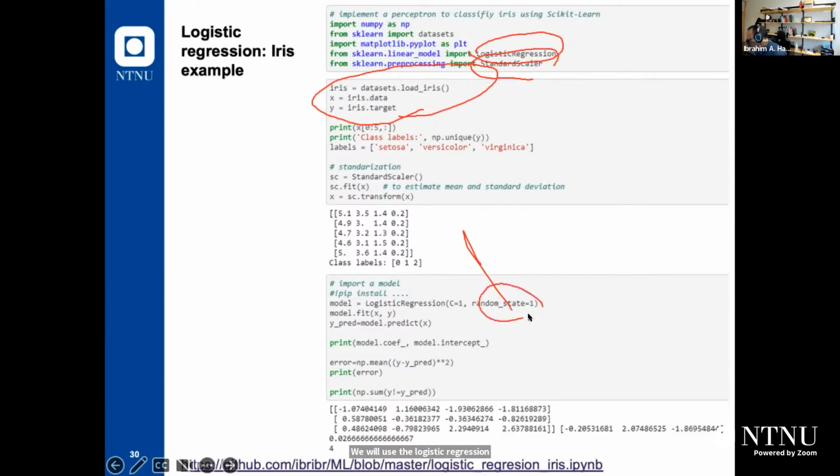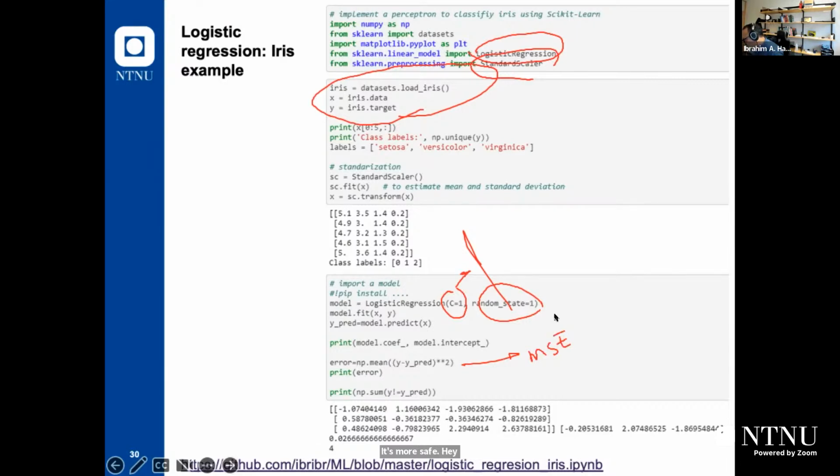Random state equal 1. I don't remember what C equal 1 means. Logistic regression: we will use X, Y for training the model. We will use X for calculating Y predict. From Y predict, we can calculate mean squared errors. This one is now the mean squared error. Please try to make it squared all the time. It's more safe.